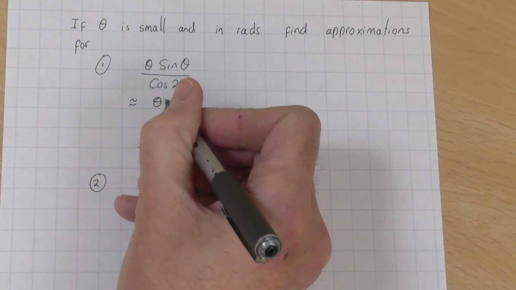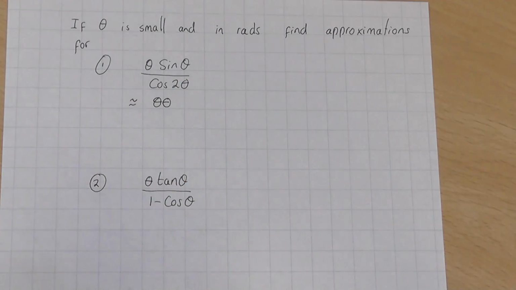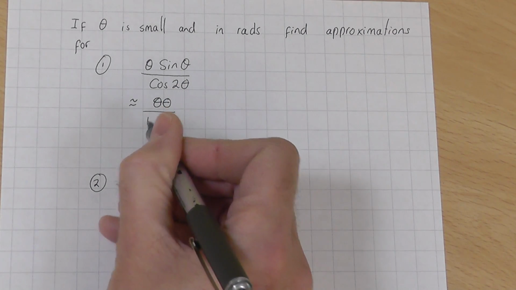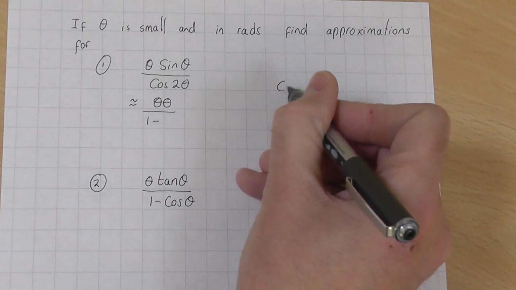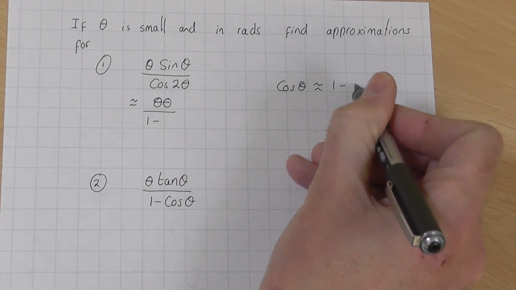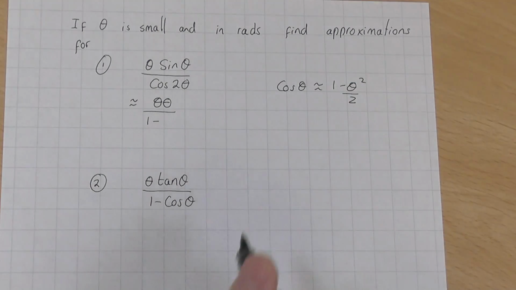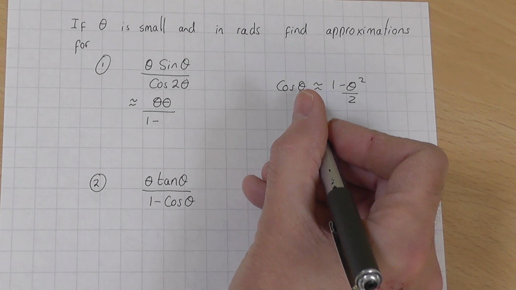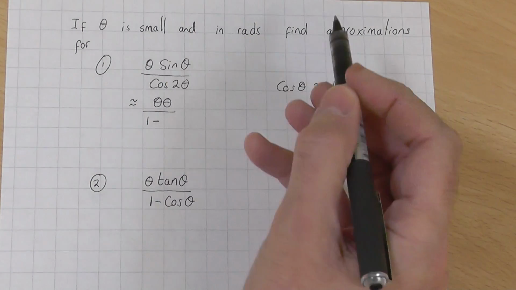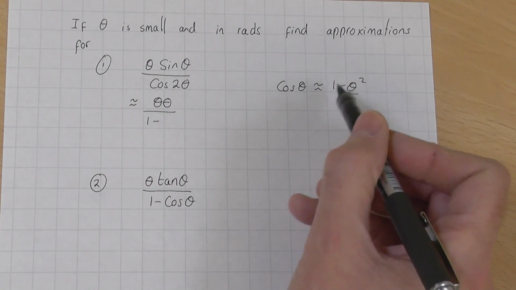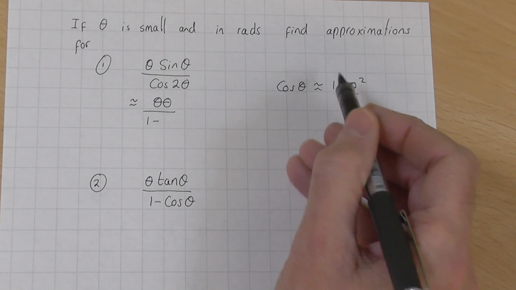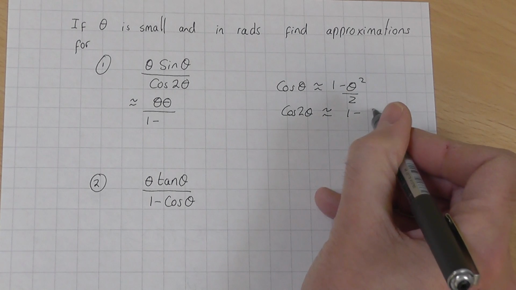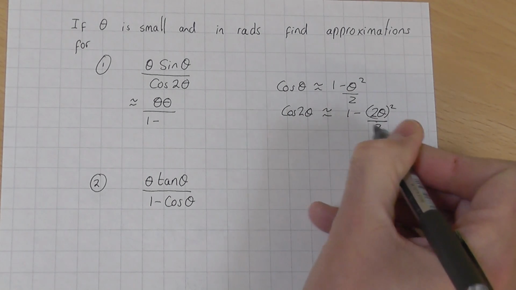So we're going to get theta times theta, which is obviously going to be theta squared in a minute, all over cos of 2 theta. So it's 1 minus, now you should know that the cos of theta is approximately 1 minus theta squared over 2. So the first thing you should realise is if I'm dealing with 2 theta instead of 1 theta, well, first of all, if theta is small, 2 theta will also be small, so you can still use this approximation that cos 2 theta will be approximately 1 minus, not theta squared, but 2 theta all squared over 2.